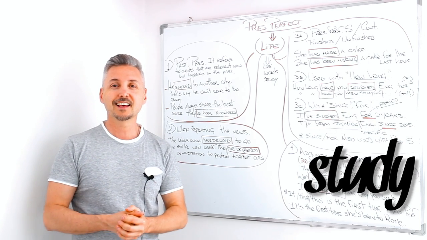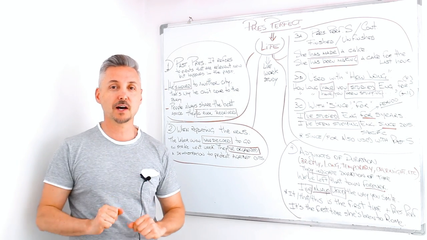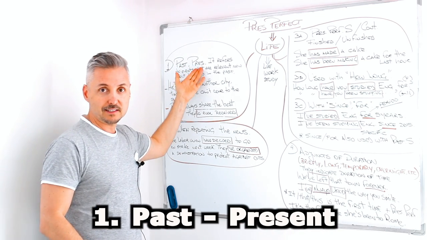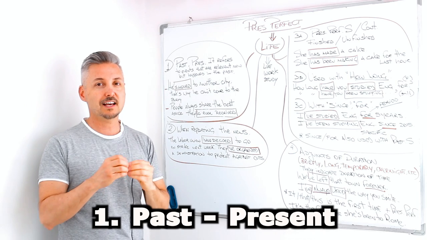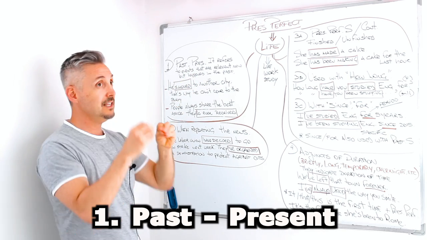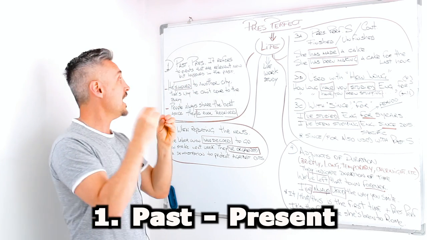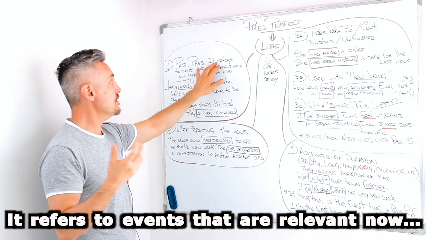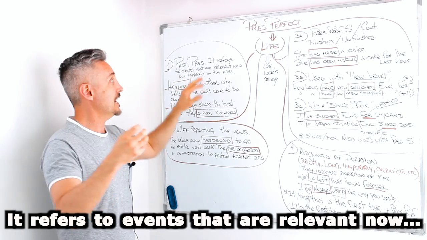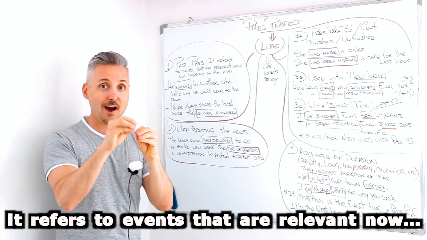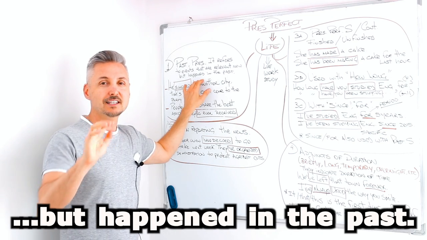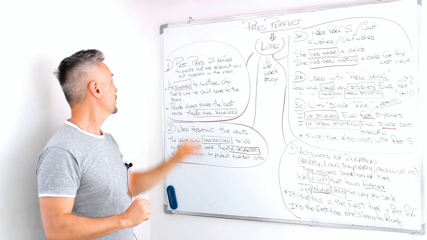Yes, the first point that I want to talk about is actually this. The past and the present. Yes, this tense has an action that happened in the past, but has an effect in the present. Yes, it refers to events that are relevant now, but happened in the past. Let's take a look at my examples.